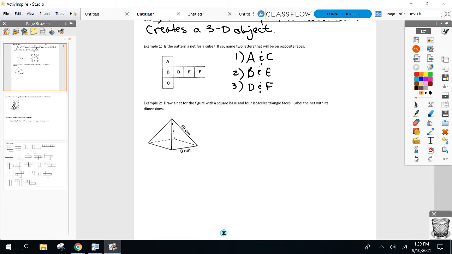So what would it look like if I unfolded it? And the good news, there's more than one answer here. Even though I know most of you are probably going to go to the traditional one, there's more than one answer.